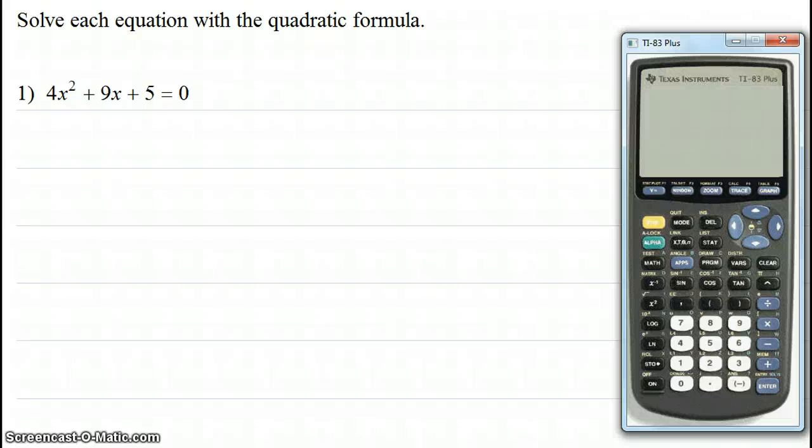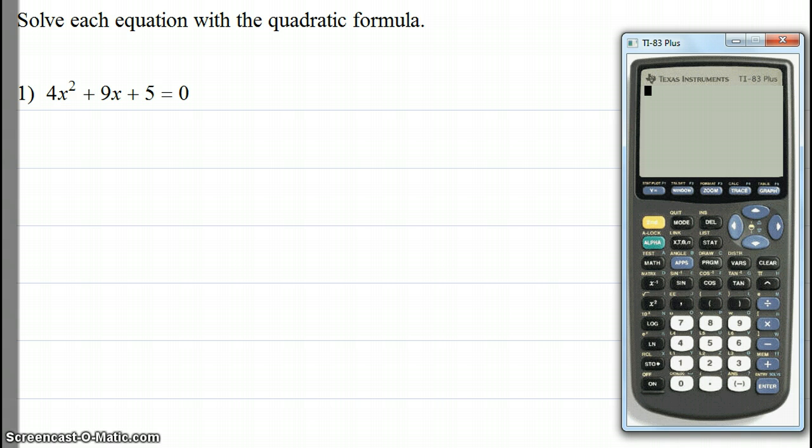Okay, I'm now going to go over a couple examples of the quadratic formula. So you'll need your calculator for these. So please get your calculator, turn your calculator on, and I'll try to show you how we solve by quadratic formula. So the first thing you want to do is identify what A, B, and C are.